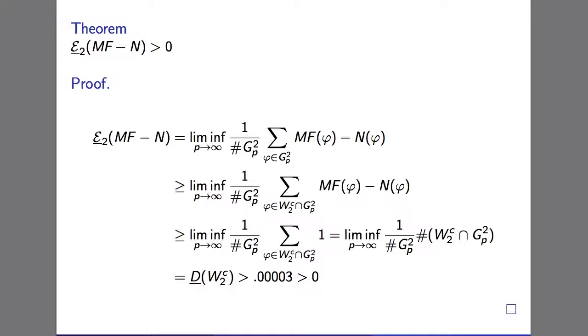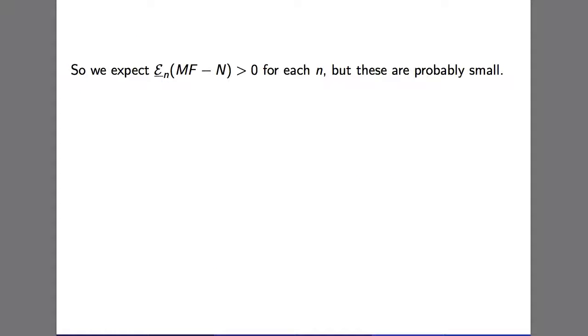So the expectation of the difference is greater than the density, and this density is more than that very small number. So the expectation is also more than that very small number. All right. So actually, we expect this. I just proved it for n equals 2, but I expect this is true for each n. They're probably small numbers, but they're not 0.